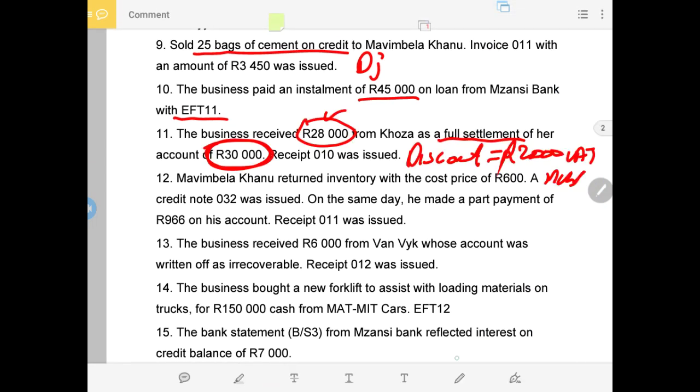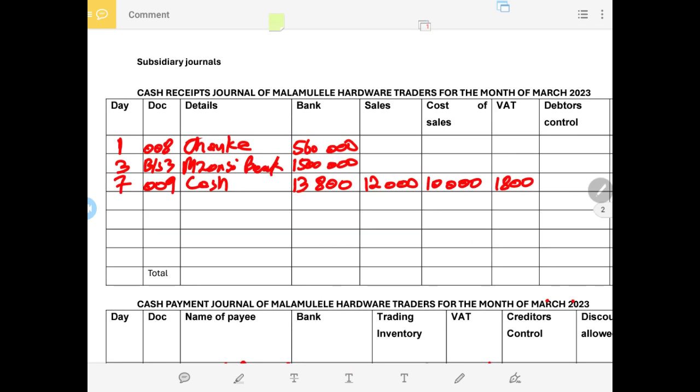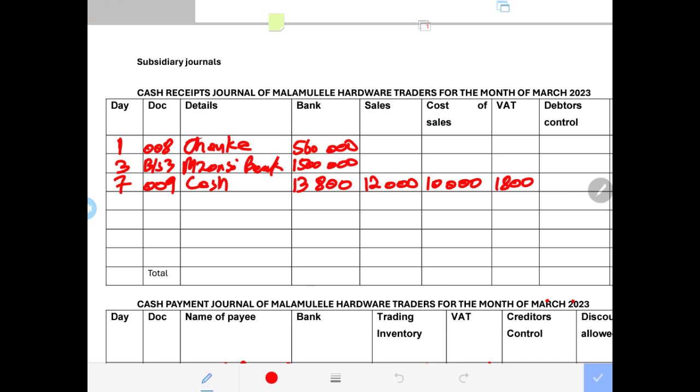So in this case, we have received money from a customer. So the customer's account must decrease under our cash receipt journal. Remember, we received money, so this will be a cash receipt journal. And SCOSA is whom we received money from. This is on the 11th day. It was receipt number 010. This was SCOSA.